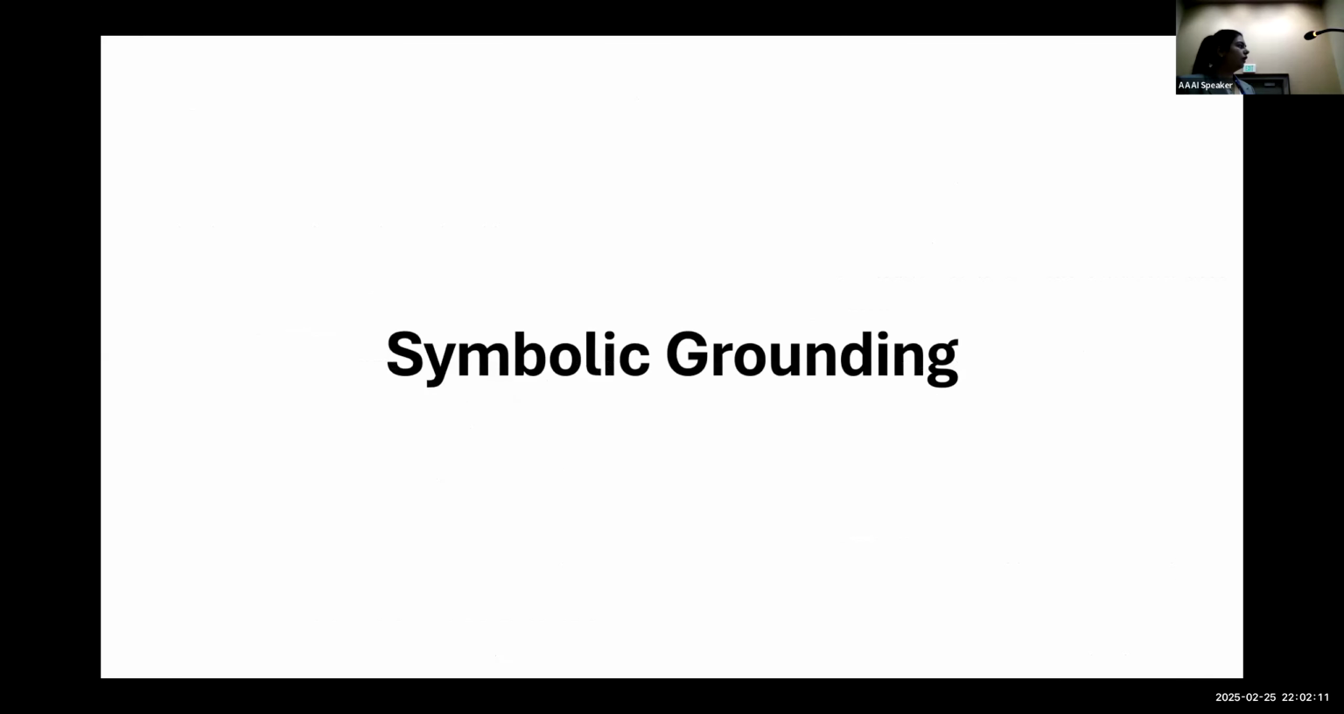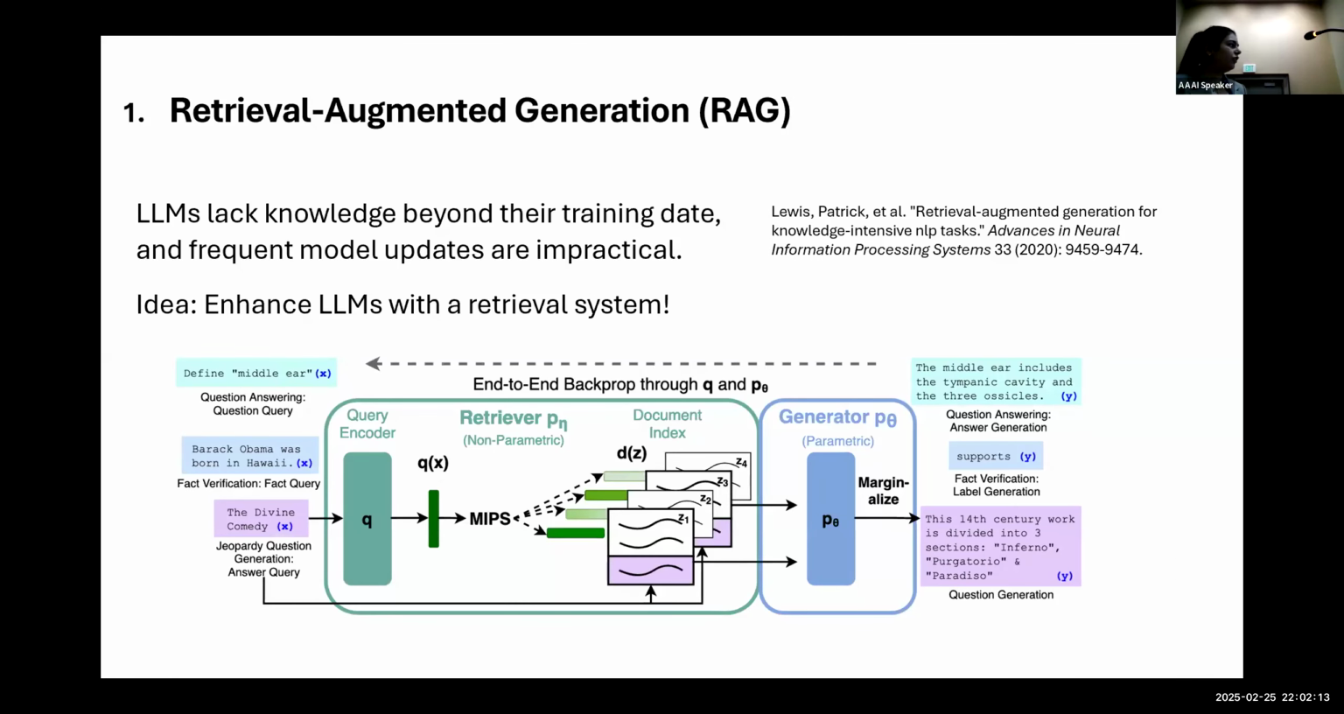Let's see symbolic grounding. With retrieval augmented generation, we all know that the knowledge is cut off for all the LLMs currently, and we cannot update these knowledge bases on a day-to-day basis. So we enhance our LLMs with a retrieval-based system using an external knowledge database.